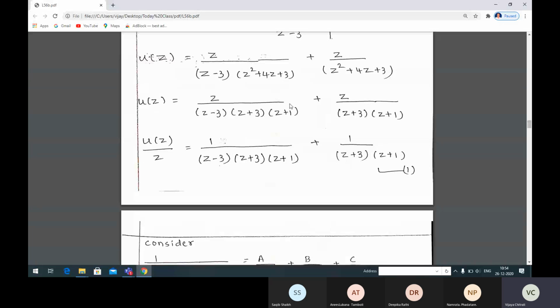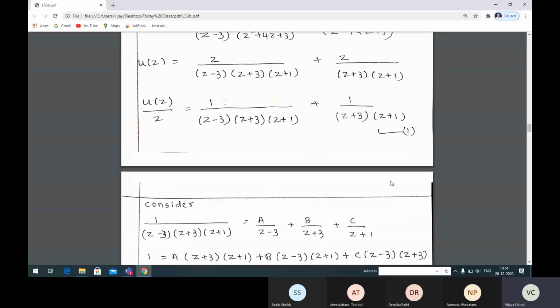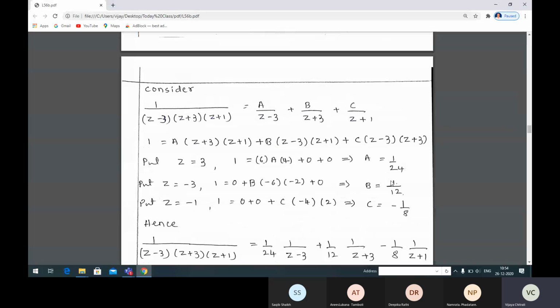So find the factors for this: z plus 3, z plus 1. So you'll get here 1 upon z minus 3, z plus 3, z plus 1, plus 1 upon z plus 3, z plus 1. Take this as equation 1. We have to resolve these two by using partial fractions.